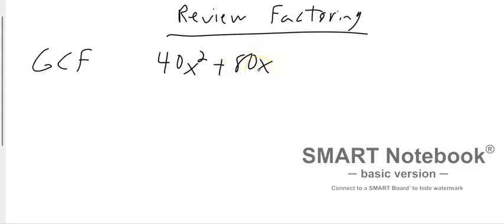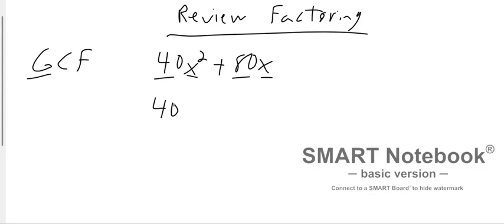Now what you're going to do is you're going to look at two things. You're going to look at the numbers, and you're going to look at the variables. And you're going to see, is there a number, the greatest number, that can come out of 40 and 80? Well, obviously 2 can come out, and you might recognize 10 or 5 or 4, but we really want the biggest number, and that's going to end up being 40. Okay, 40 is the largest number.